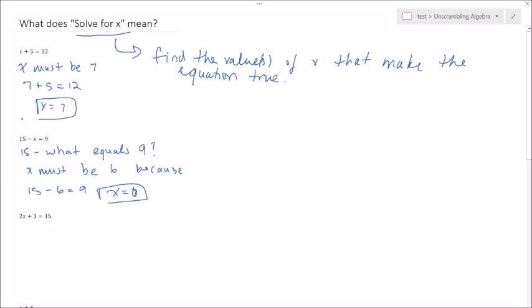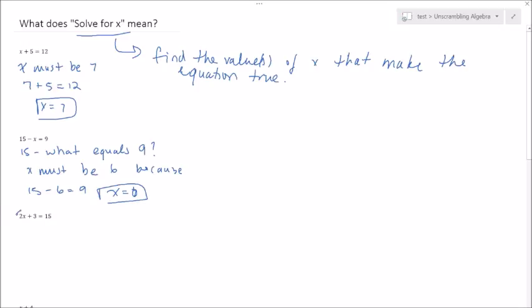So now that we have this idea here, we should be able to take a look at somewhat progressively more difficult equations and see if we can figure out these solutions without necessarily performing the algebraic steps. So let's take a look at another example here. 2x plus 3 is equal to 15. Okay, so if you've taken an algebra course, you know what to do here, but let's try to figure it out without doing the steps.